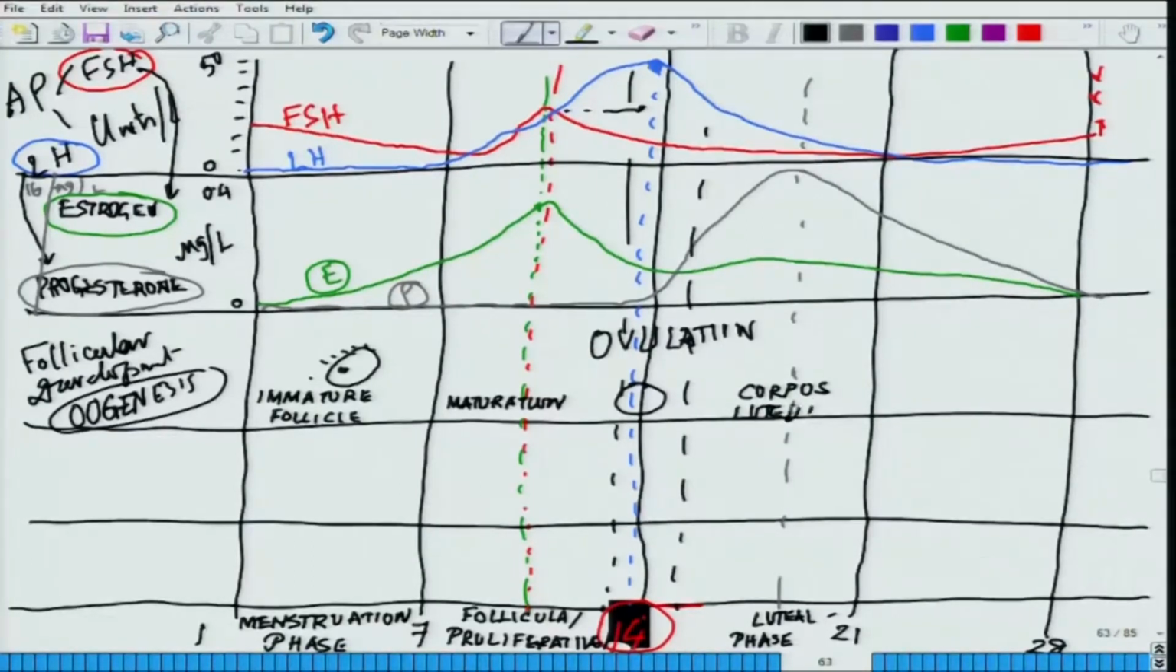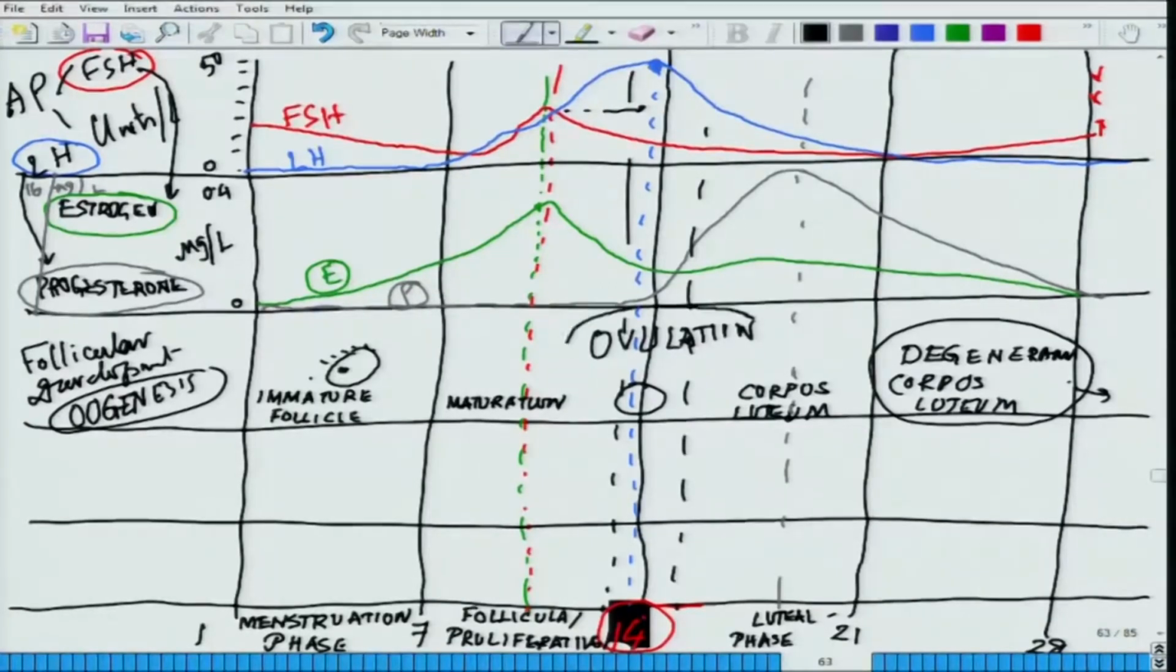It forms something called the corpus luteum, and this is the degenerating corpus luteum. It is at this phase, if you look at it, when the new cycle starts, that this degenerated corpus luteum is discharged out from the body. And this ovulation phase is one of the most critical phases.